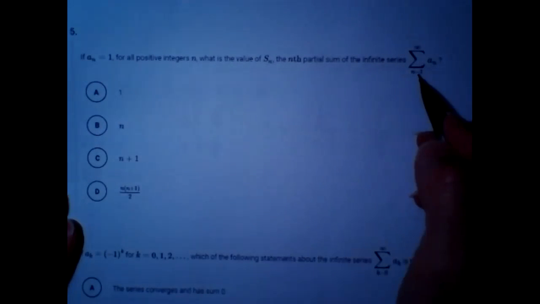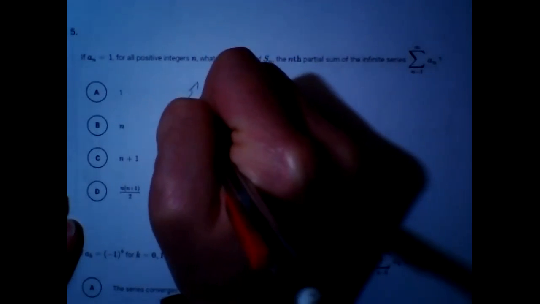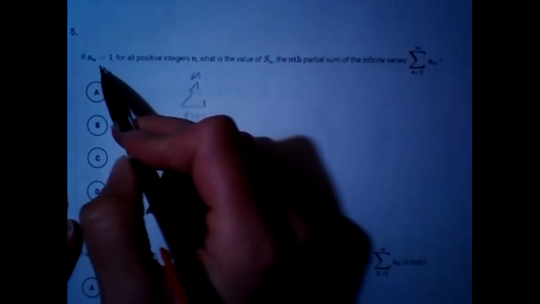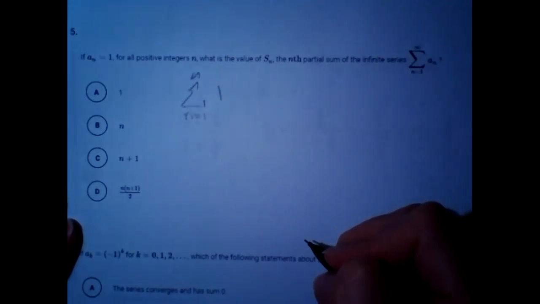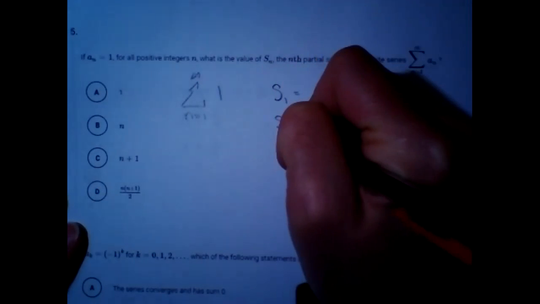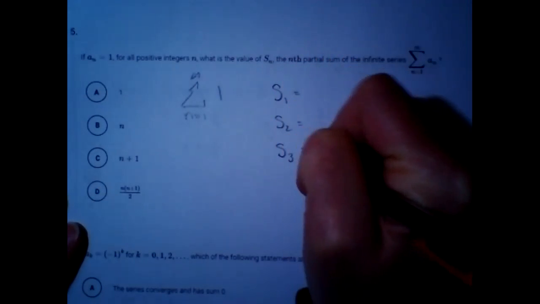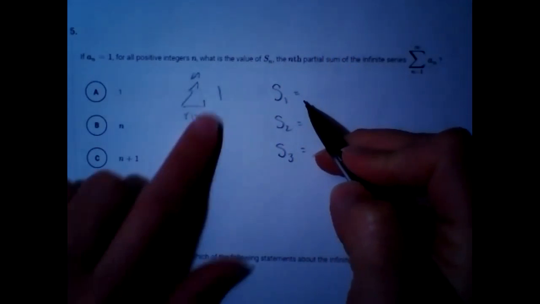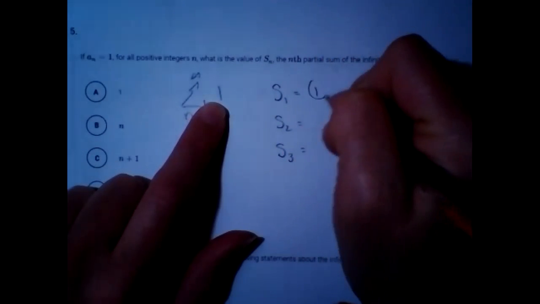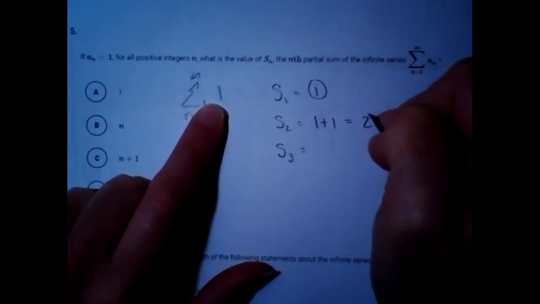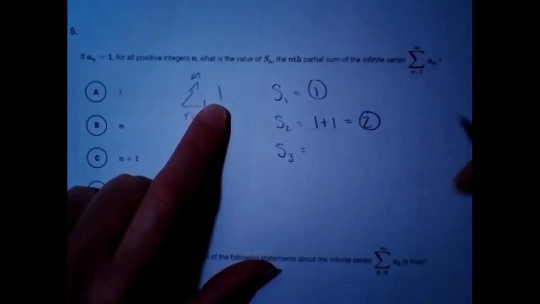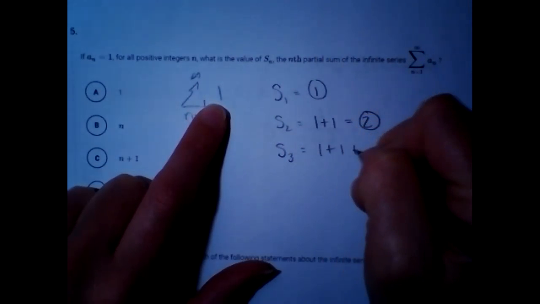So it's the summation from n equals 1 to infinity, and this a sub n, they said, is just 1, like literally just 1. So if you want to list out some of the partial sums, let's just do the first 3. Say do at least 3 or 4. So the first one's just going to be 1. And then the second one would be 1 plus 1, so 2. And then the third one would be 1 plus 1 plus 1, so 3.